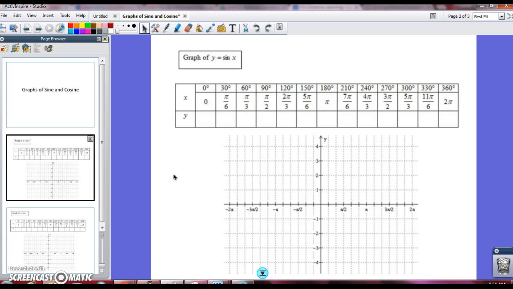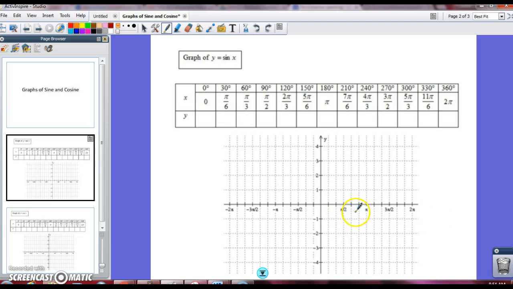This is right off of your note sheet, so make sure you are following along and writing stuff down on your note sheet so that you have it to refer back to. We're going to start with the graph of sine. Before we go into doing the graph, let's talk about a couple of things. I have our angle measures in degrees and in radians, but you'll see on the graph itself, these are in terms of radians.